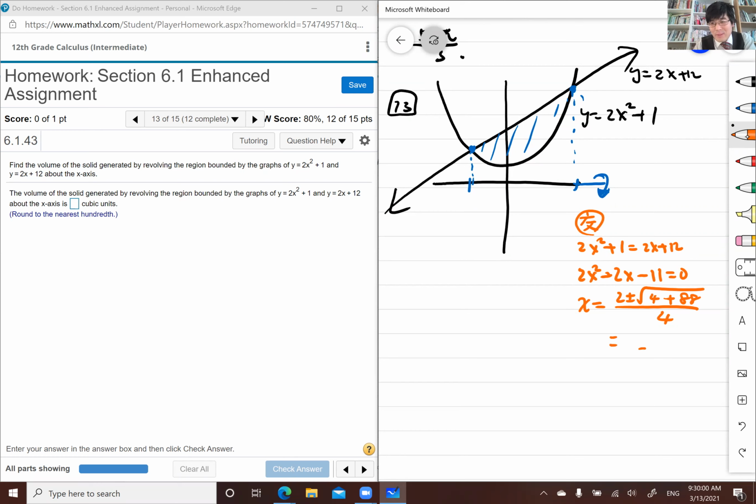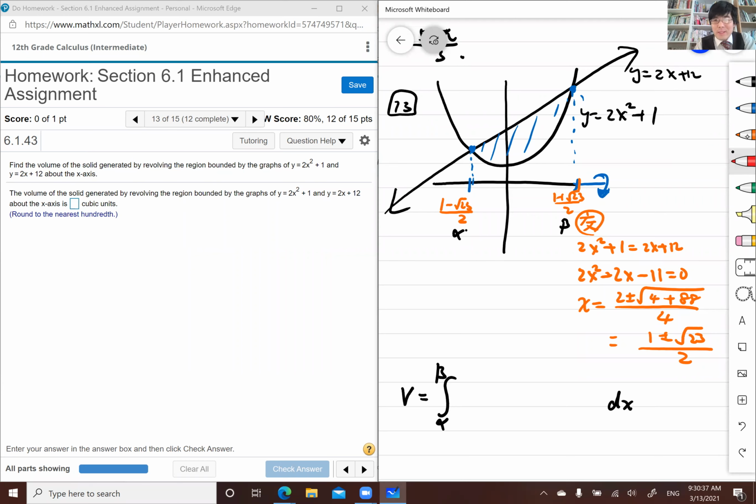So it's going to be 1 plus minus square root of 23 over 2. Unfortunately, this is a very ugly number here, but it's going to be 1 minus square root of 23 over 2 here, and here 1 plus square root of 23 over 2. For convenience, let's say this is alpha, and this is beta. To find the volume, we just take an integral of the cross-sectional area between alpha and beta.